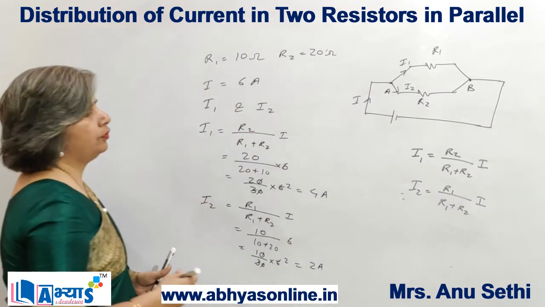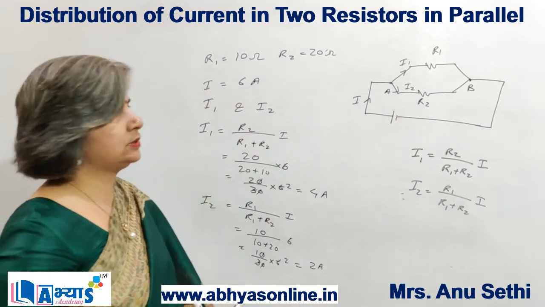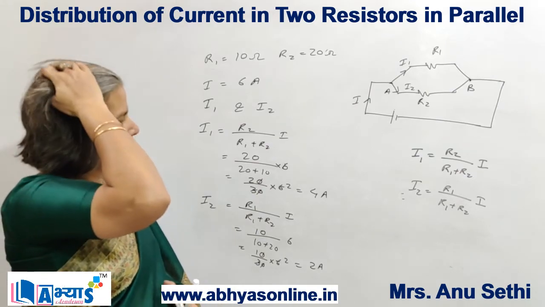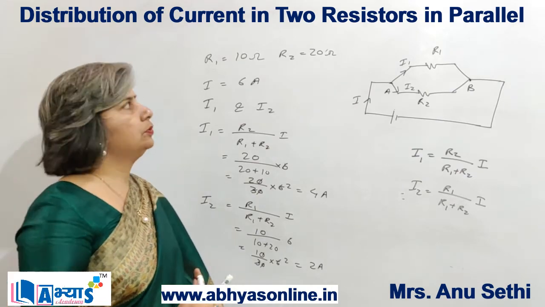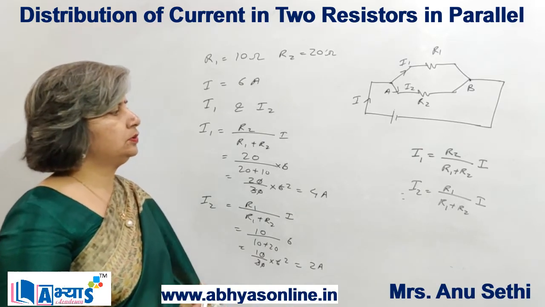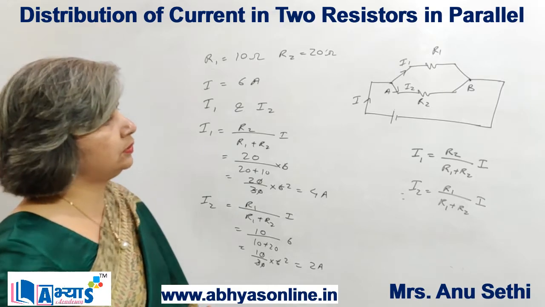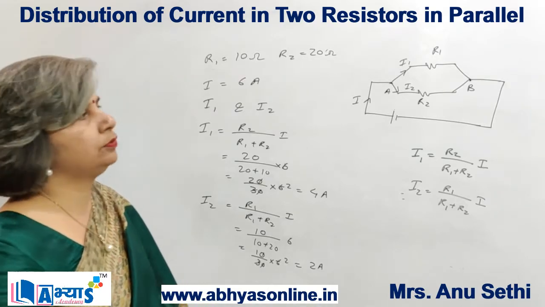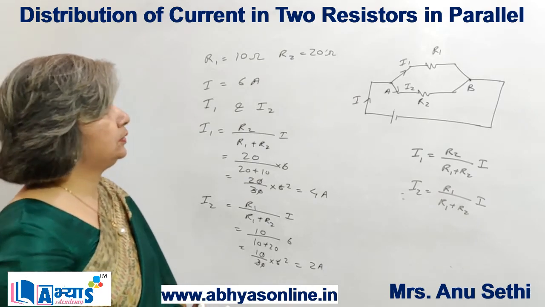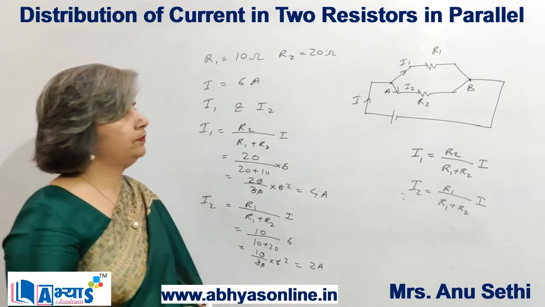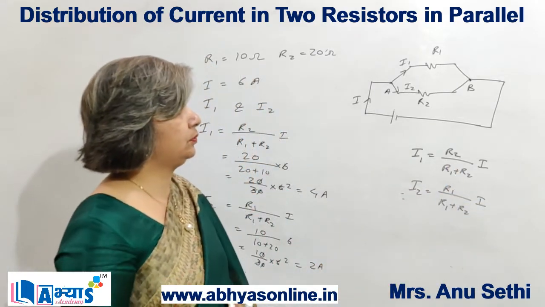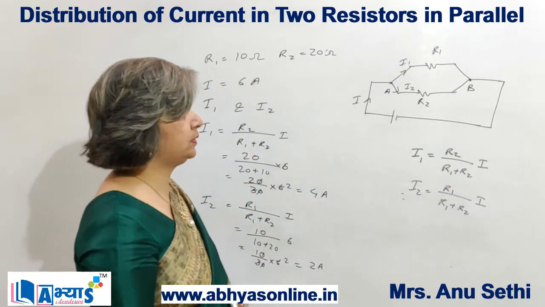That means 4 amperes of current is flowing through resistance R1, that is, the resistance of 10 ohms, and 2 amperes of current is flowing through resistance R2, that is of 20 ohms. So this is how we can use the formulas to calculate the current through each resistance when they are connected in parallel, using the formula I1 is equal to R2 upon R1 plus R2 into I, and I2 is equal to R1 upon R1 plus R2 into I.